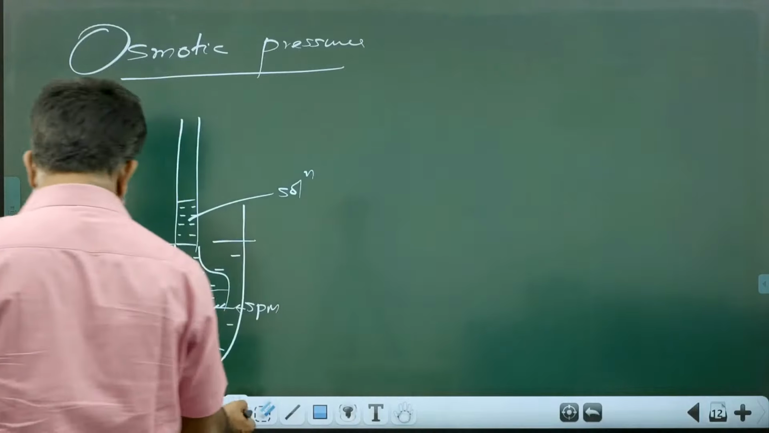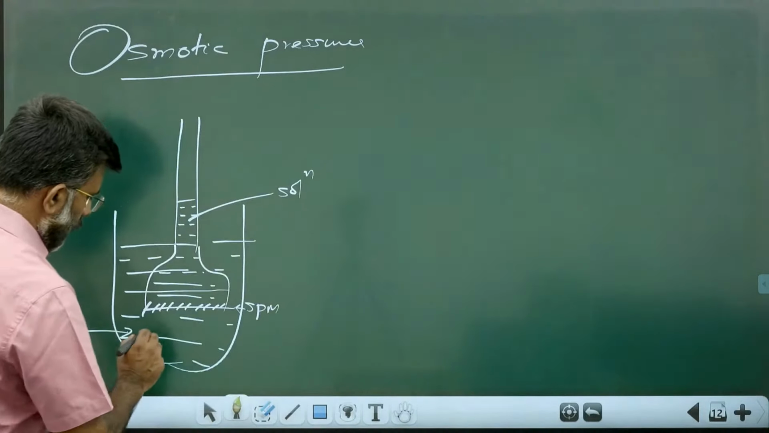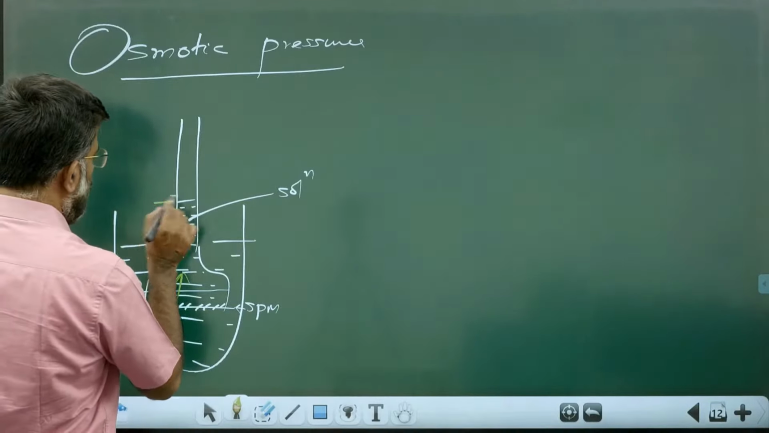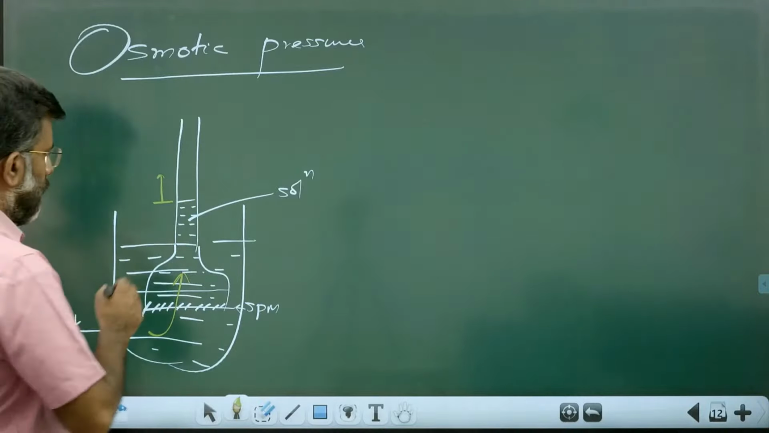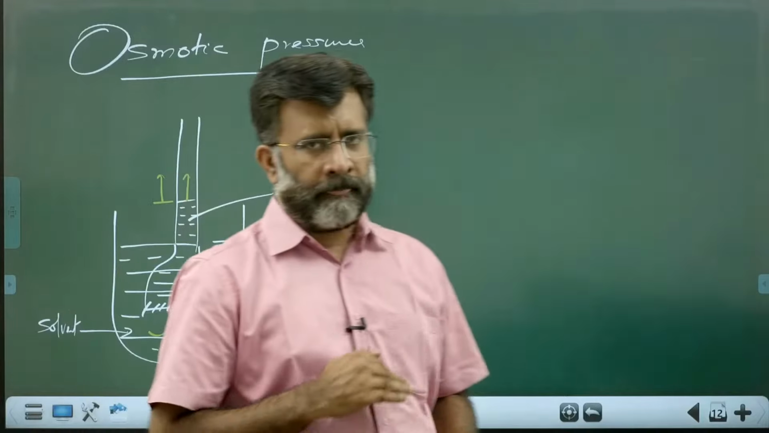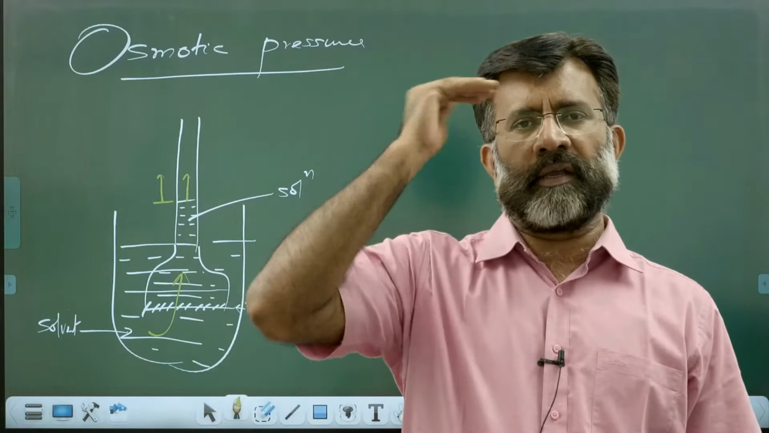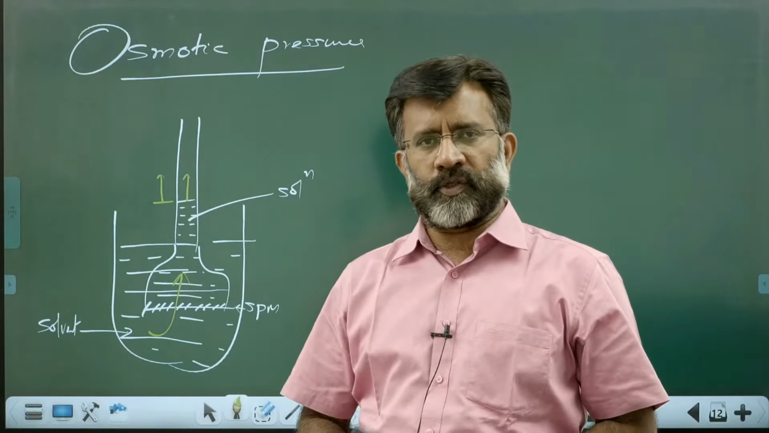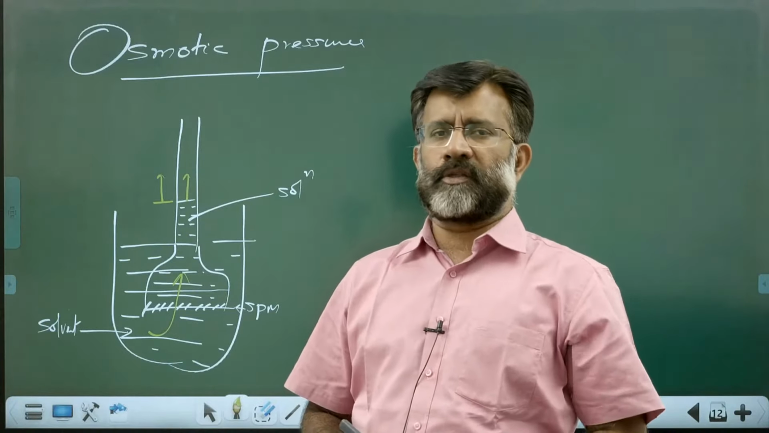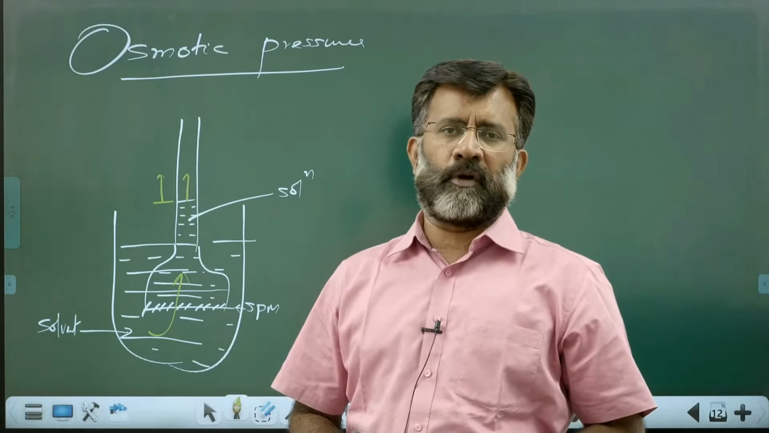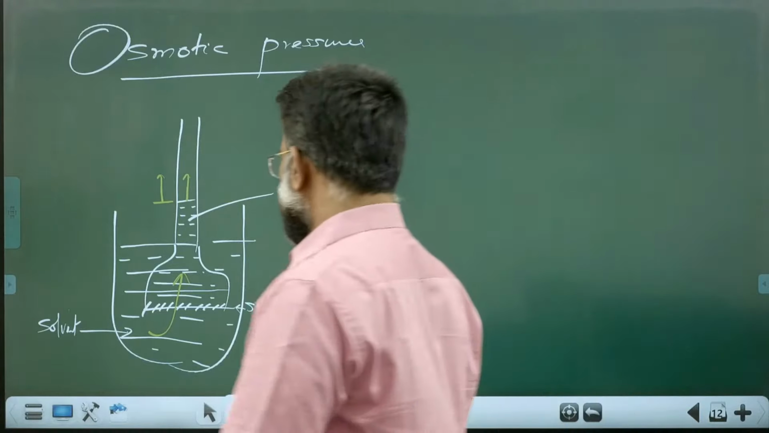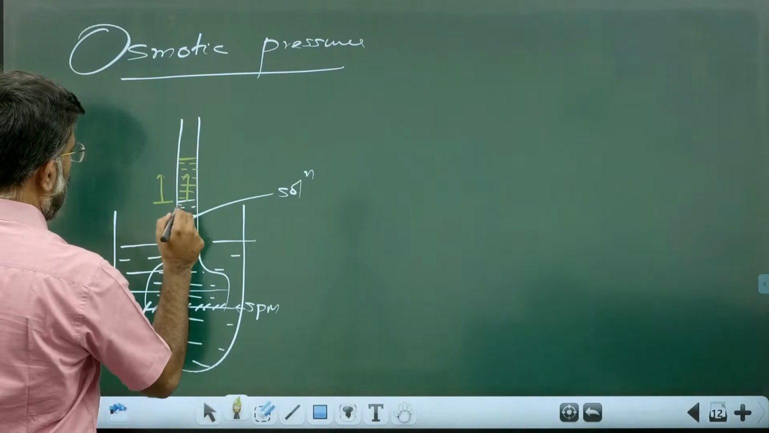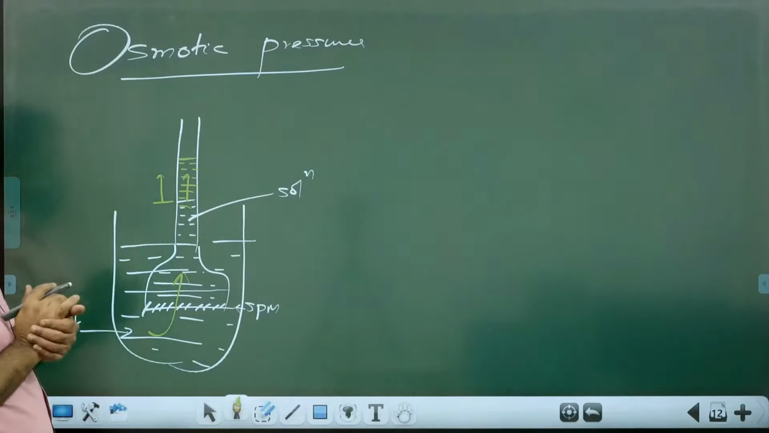We know what will happen. The water molecules, the solvent molecules, start entering into the solution through the semi-permeable membrane, and the level of the solution gradually increases, finally coming to an equilibrium state. At that equilibrium condition, the hydrostatic pressure offered by the solution, which prevents the further flow of solvent molecules, is called osmotic pressure. Initially, the level will rise. After some time, the level comes and stands somewhere here, right?